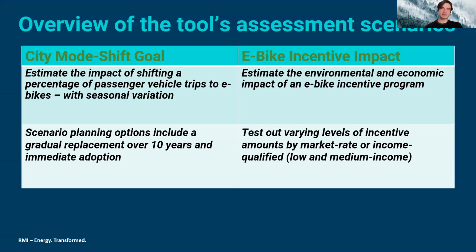In the incentive impact scenario, you specify incentive amounts, so how much cash people can get to buy e-bikes, for participants with different income levels. This used to be just market rate, higher income, and income qualified. We've refined this into more categories to give you a more granular way of designing an e-bike incentive program and assessing its outcomes.